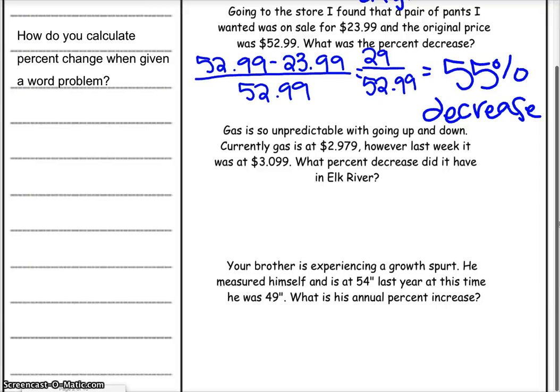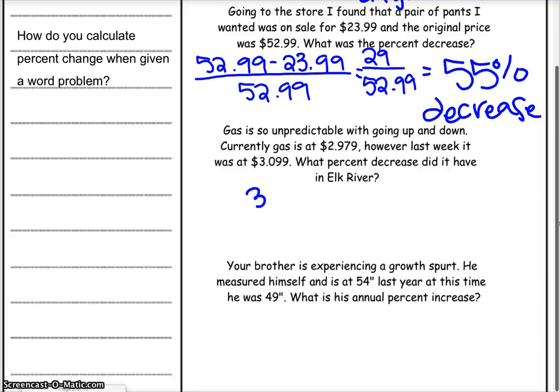Gas is so unpredictable with going up and down. Currently, gas is at $2.97. I made this lesson like 2 years ago. Now it's like $1.97. But back in the day, it was at like $3. Remember when it was about $4 when you guys were in like 5th grade or 4th grade? So currently gas is at $2.979. However, last week it was at $3.099. What percent decrease did it have in Elk River?